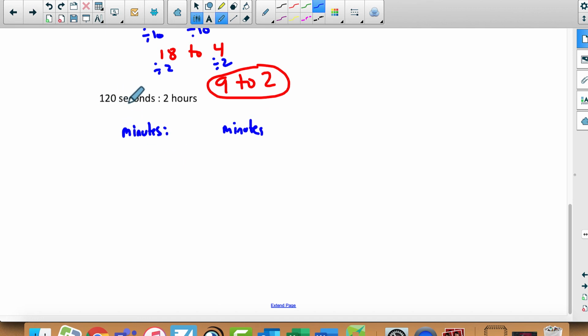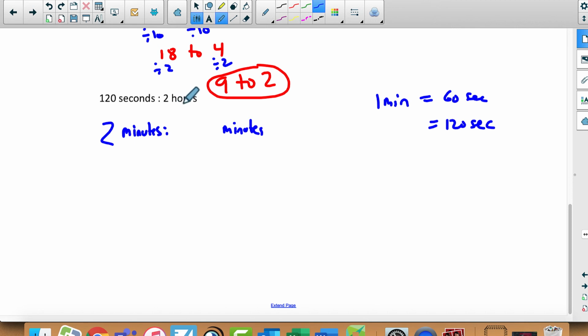So 120 seconds, how many minutes is that? You know how many seconds are in 1 minute? 1 minute equals 60 seconds. So 120 seconds equals, if you can't figure that out, you know what you can do? You can actually cross multiply when it's written like this. You could multiply these. 120 times 1 is 120. Divide by 60, you get 2. 120 seconds is 2 minutes.